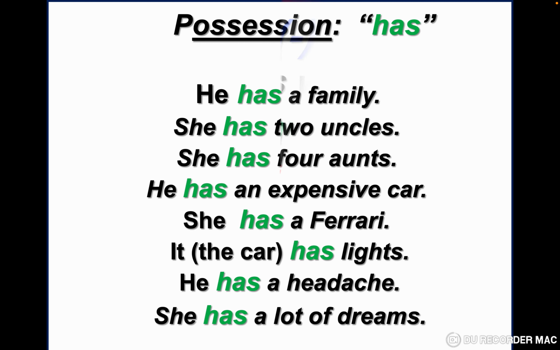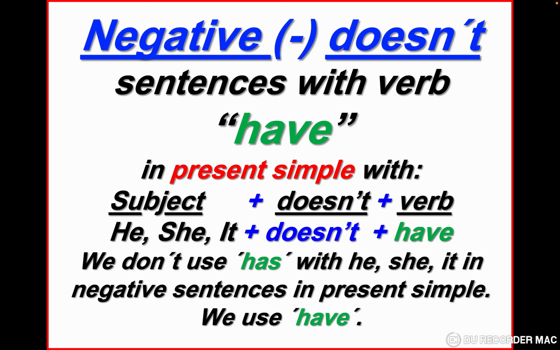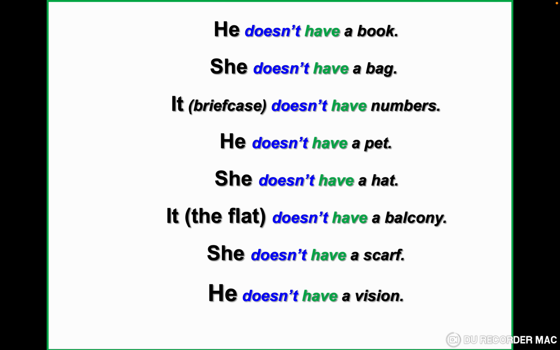Let's go to the next slide. Negative form. He doesn't have a book. If you say "he don't have a book," it's not correct. He doesn't have a book. Repeat after me. She doesn't have a bag. It or the briefcase. The briefcase is where you put your books if you are a businessman, or your articles or your things. So it doesn't have numbers.